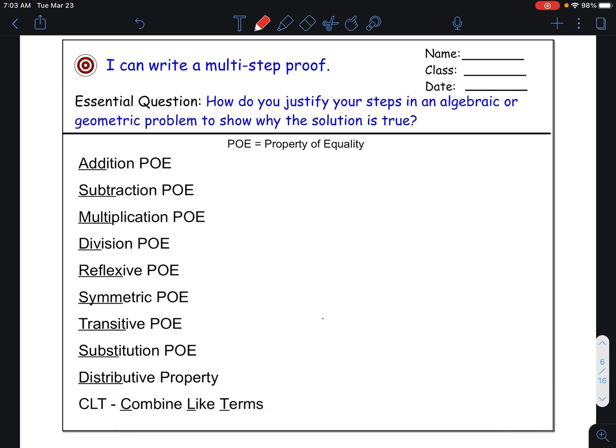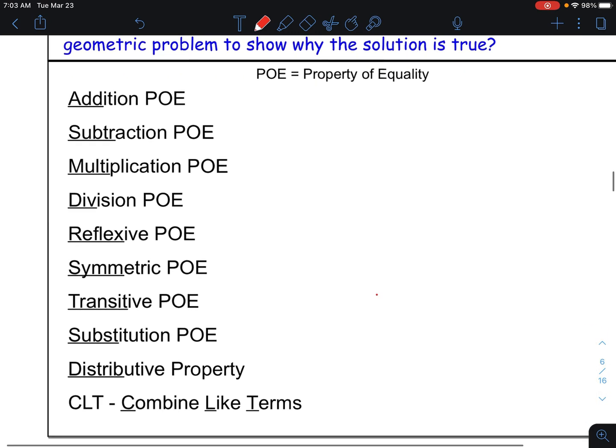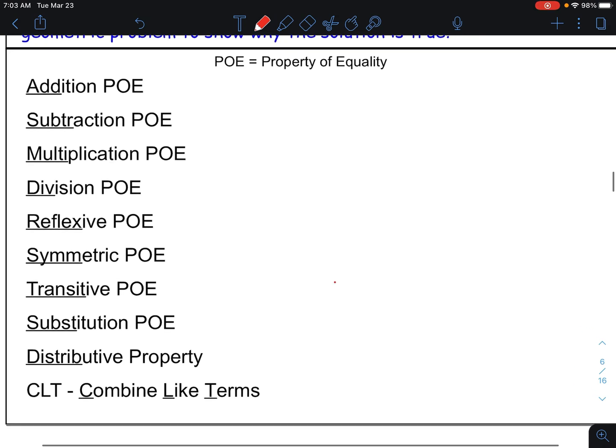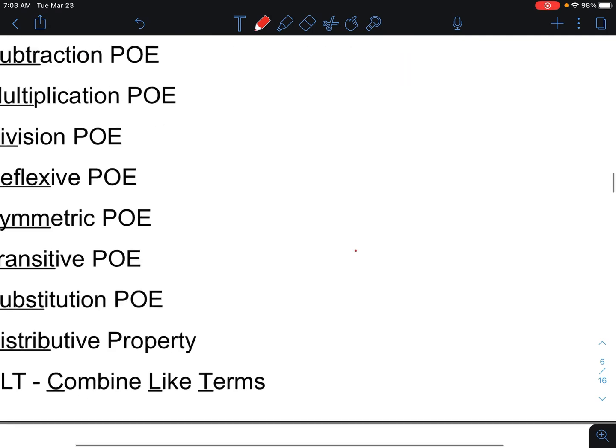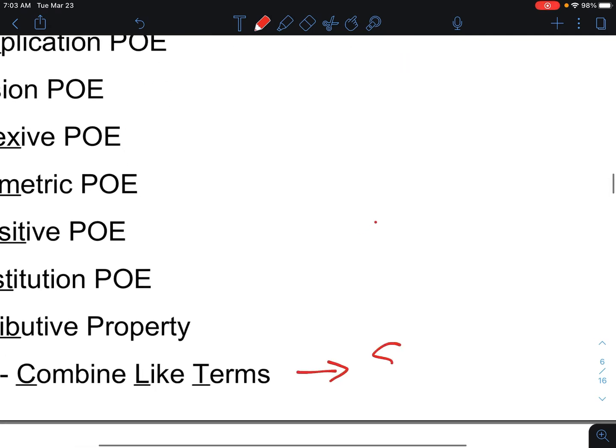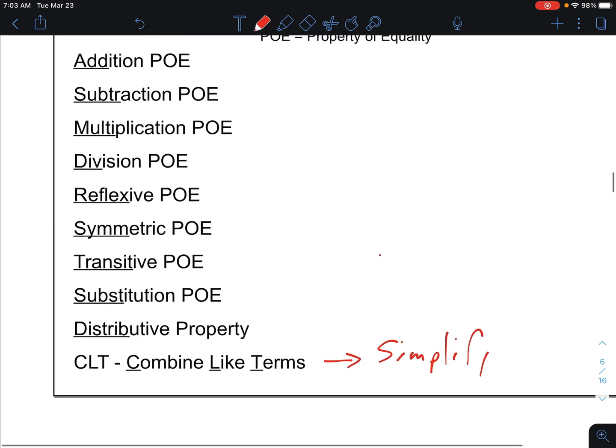And really what we have are these are our properties. This is a nice list. This is something to screenshot and add to, saying these are the properties of equality that we're going to be using today to justify each of our steps. Okay? Combining like terms. You can say simplify because we're simplifying things, okay?